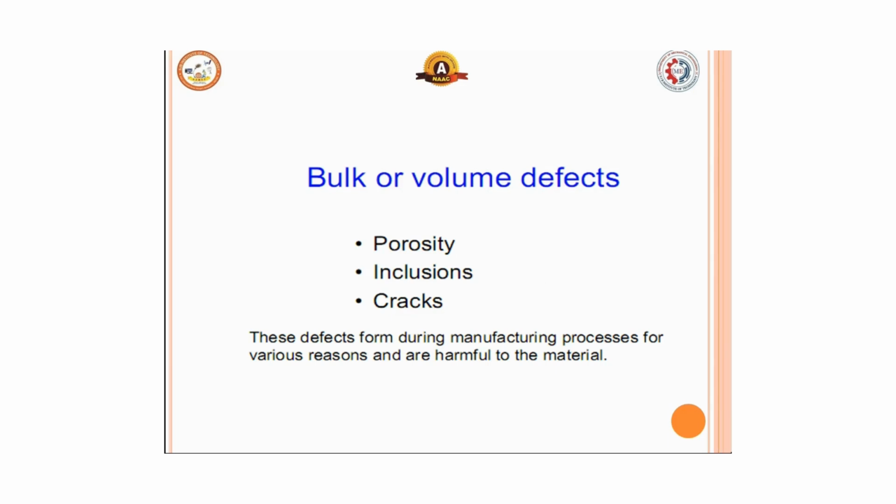Bulk or volume defects include porosity, inclusions and cracks. These defects arise during the manufacturing process for various reasons, and they are harmful for the material in the long run.